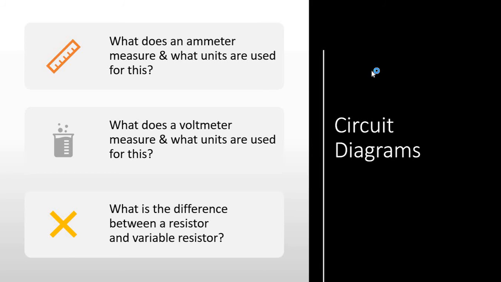Okay, so I've just given you a hint there if you were listening. So I want you to answer those three questions in your book. What does an ammeter measure? What are the units? What does a voltmeter measure? What are the units? And what is the difference, do you think, between a resistor and a variable resistor, which are two of the symbols on your sheet? Pause the video and have a go.